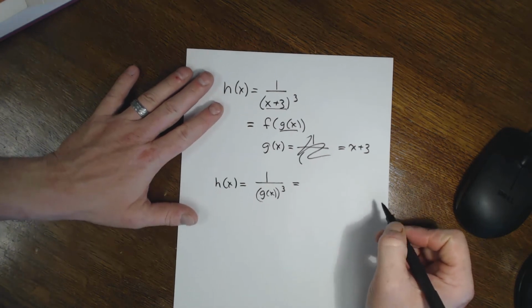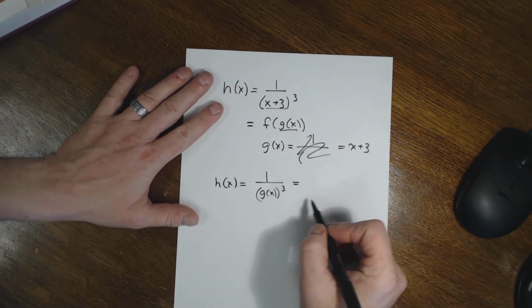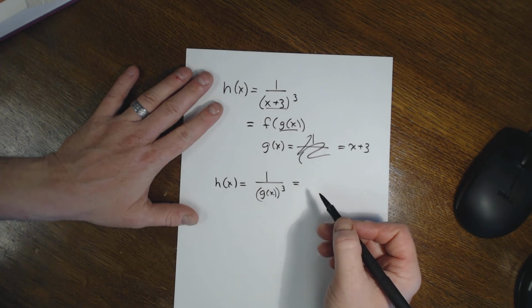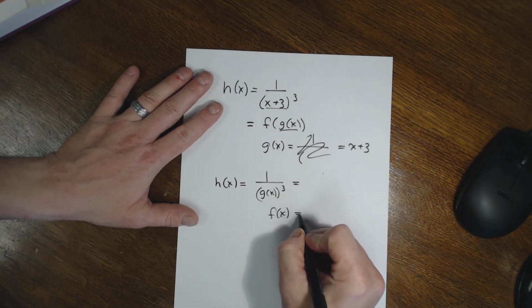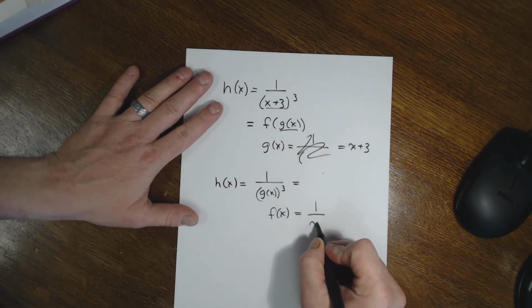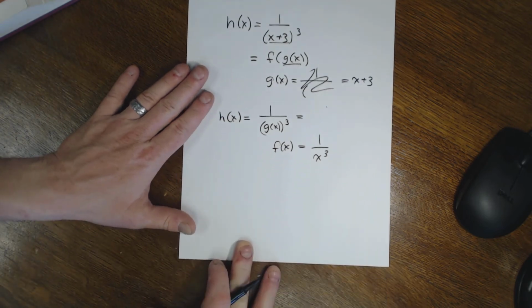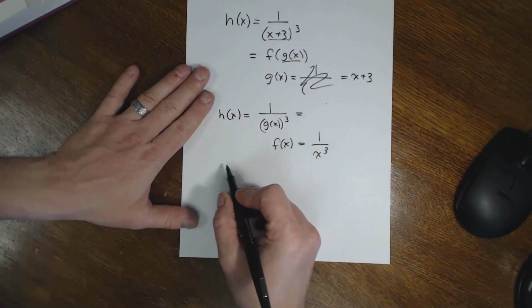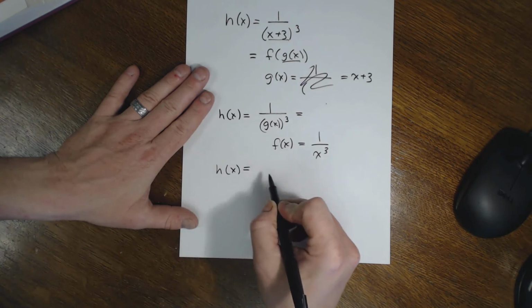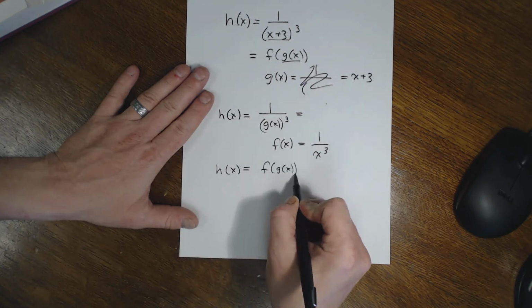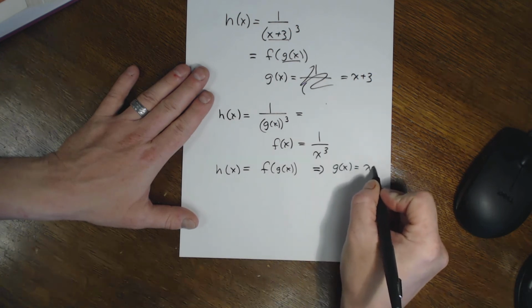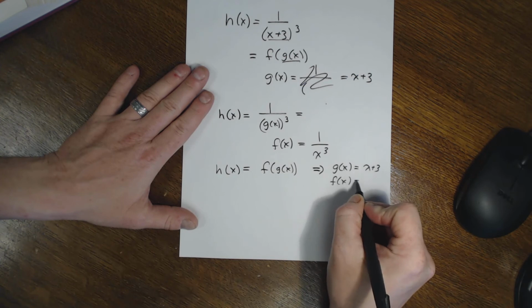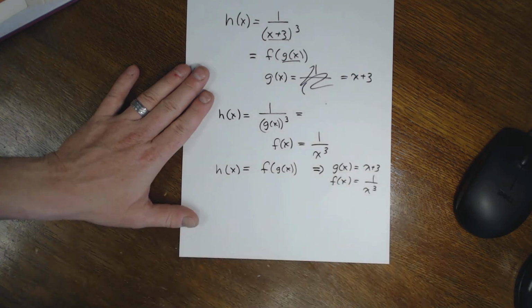So our option here is to say, okay, we're going to do 1 over something to the 3rd, and we can say, okay, we're going to make f of x, our outside function, be 1 over x to the 3rd power. So we're going to say h of x is equal to f of g of x, such that g of x is equal to x plus 3, and f of x is equal to 1 over x to the 3rd.